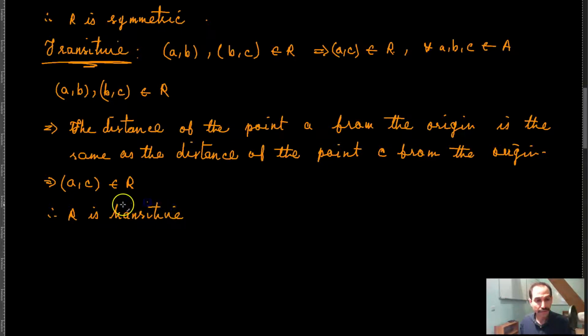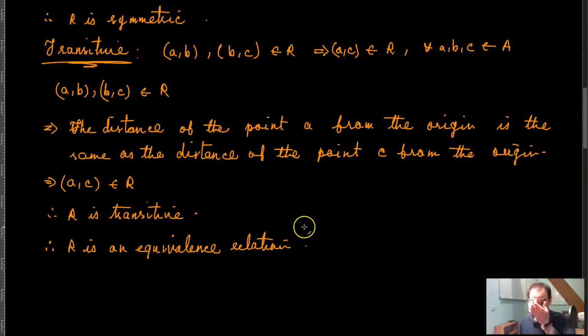R is transitive. So what that means is that R is symmetric, R is reflexive, R is transitive, therefore R is an equivalence relation, right? Which means that R is an equivalence relation.